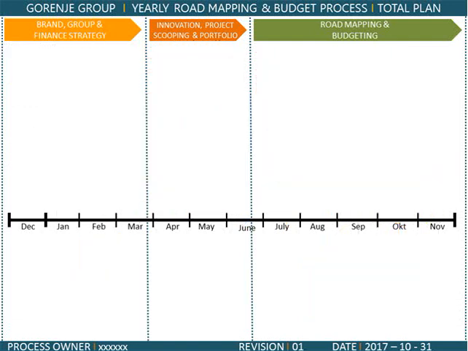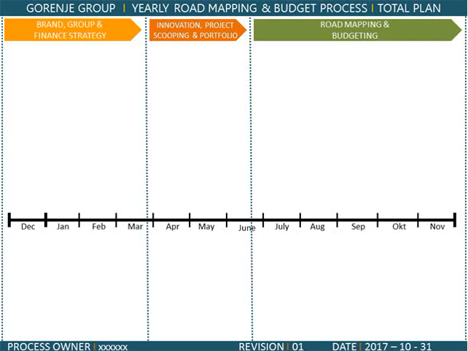The template has on the top a headline presenting the process, in this case the yearly road mapping and budget process. Below, on a vertical level, the plan is divided into 3 areas: brand, group, and finance strategy area; innovation, project scoping and portfolio area; and road mapping and budgeting area.